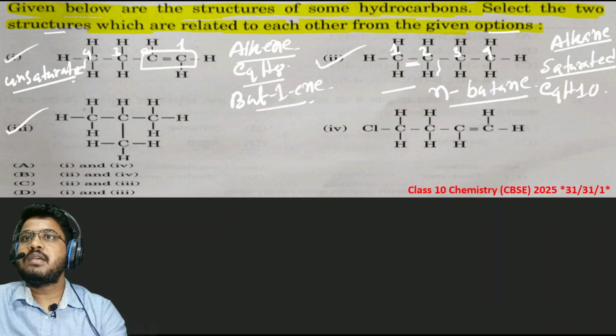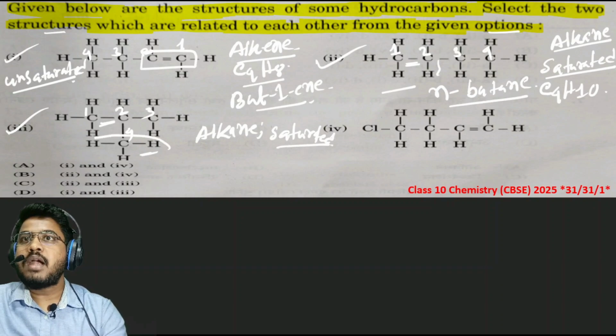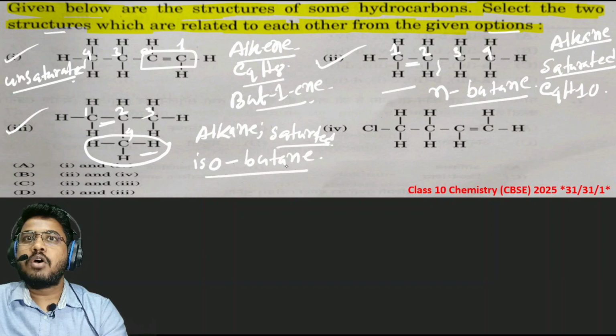Now see option number 3. We can see there are 1, 2, 3, 4 carbon atoms, and all the carbon-carbon and carbon-hydrogen bonds are single bonds. So it belongs to alkane and saturated hydrocarbon, and 1 carbon atom is branched here. Okay, due to this the name of this hydrocarbon is isobutane, and the molecular formula of this isobutane is C4H10.